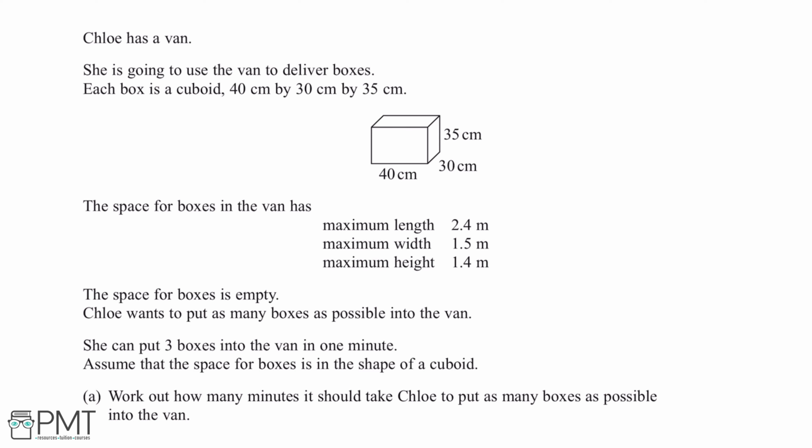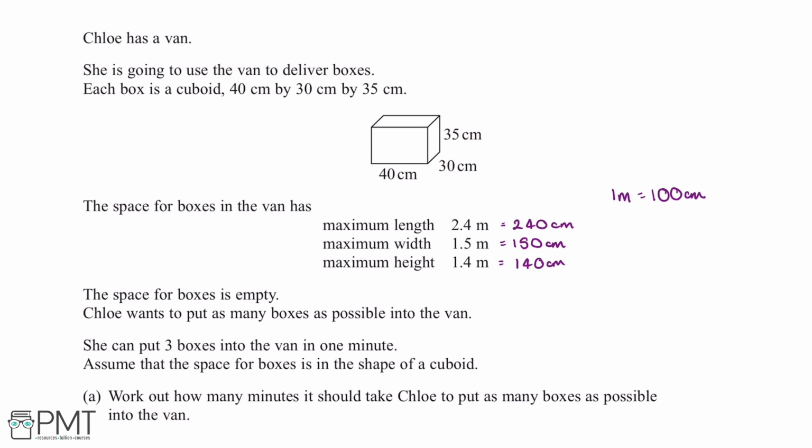So what we can see is the measurements for the boxes are in centimetres, however the measurements for the van are in metres. So we can convert the measurements for the van into centimetres. 1 metre is equal to 100 centimetres. So 2.4 metres is equal to 240 centimetres, 1.5 metres is equal to 150 centimetres, and 1.4 metres is equal to 140 centimetres.